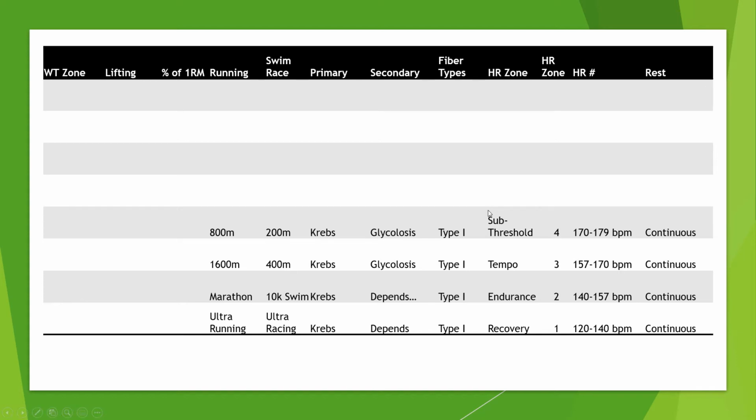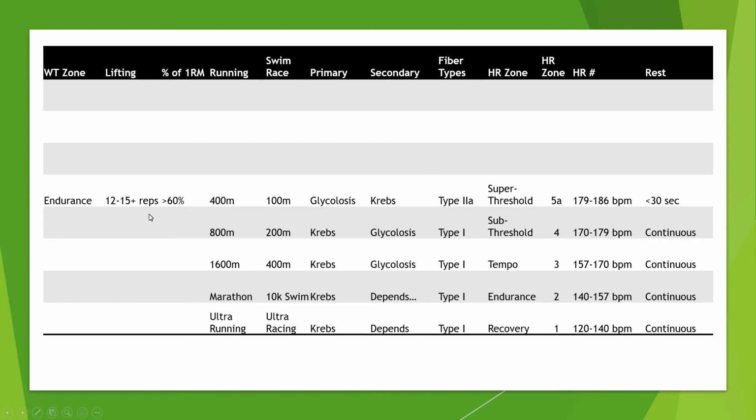So heart rate zone sub-threshold, this is all type 1 muscle fiber. Primary system is a Krebs cycle. Secondary system is glycolysis. This is where if you do an 800-meter running race, or a 200-meter swimming race, you're in this zone where you're really pushing hard, redlining. You really can't continue past this point, especially towards the end of the race as your cardiac drift goes. But you'll be really pushing during this point.